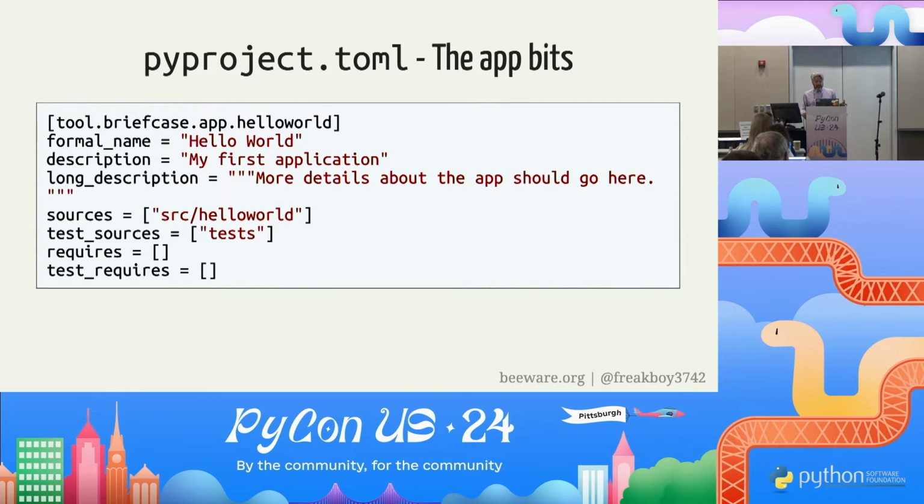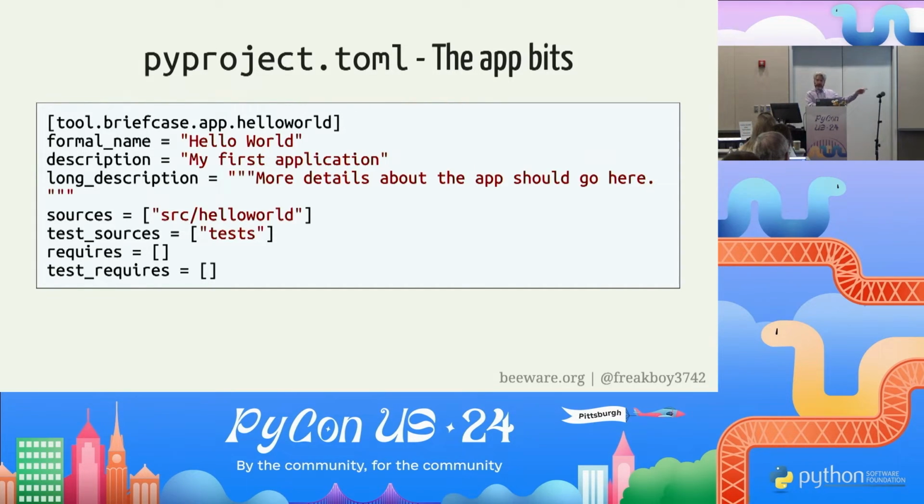Test sources and test requires are the same, but they define the code that's included when you want to run this as a test suite. Sources, requires, test sources, and test requires are cumulative settings. So if you specify a sources definition at the project level, any application level sources will be appended to the list that's defined at the project level.